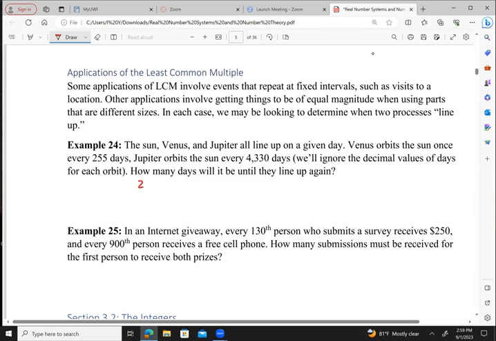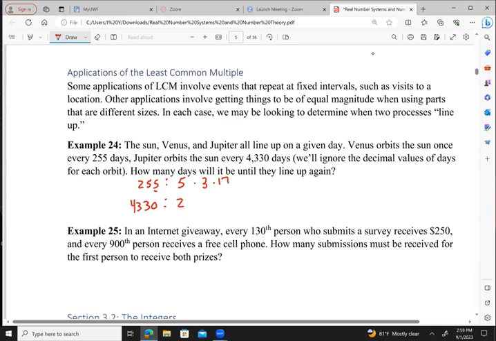So this could get a little long. So I have 255, or maybe not. 5 goes into that, right? Times 51, which is 3 times 17. Now let's look at this 4,330. Now 2 goes into that. I'm going to use my calculator here, leaving me with 2165.